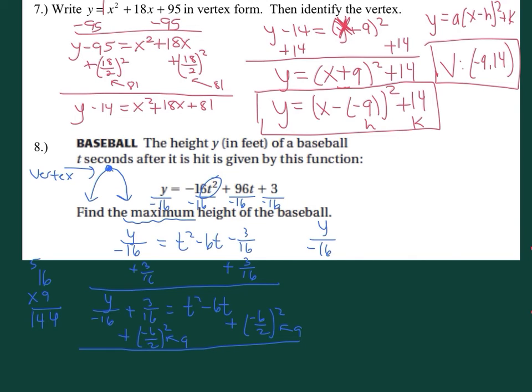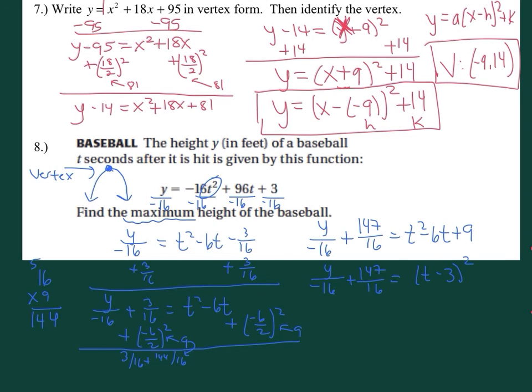So on the left side, what I'm really doing is 3/16 plus 144/16, because 9 in terms of 16ths is 144/16. So then I will have 147/16. On the right hand side, I've got t squared minus 6t plus 9. So I can write that in factored form as t minus 3 squared.